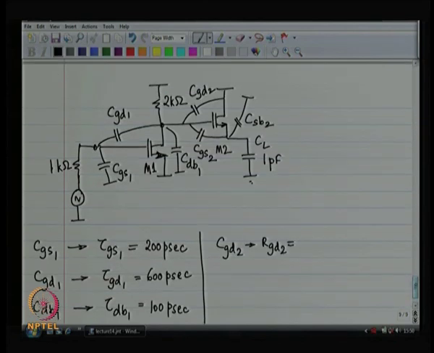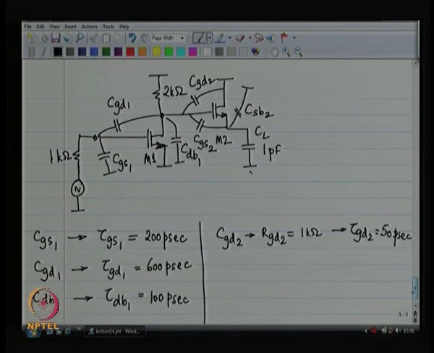Which is 2 kilo ohms in shunt with RDS of the first MOSFET, which happens to be equal to 1 kilo ohm, total is 1 kilo ohm. So, I basically see 50 picoseconds. Right. Then next one is C source to body 2.